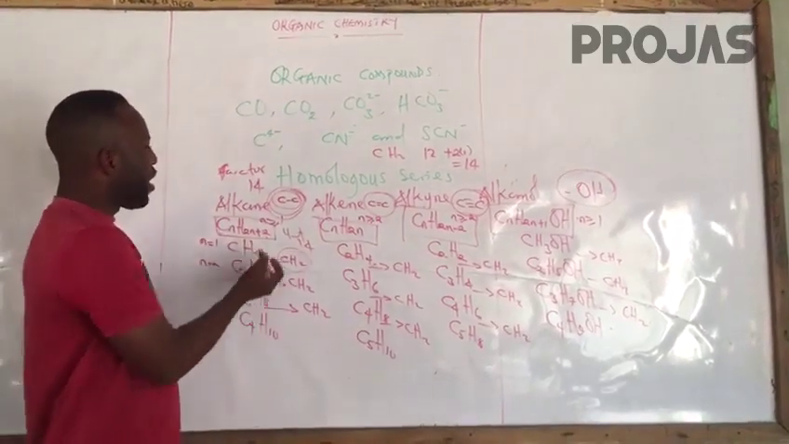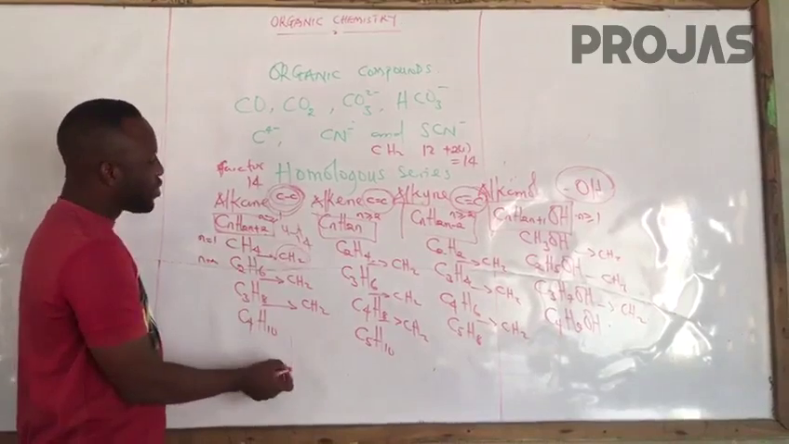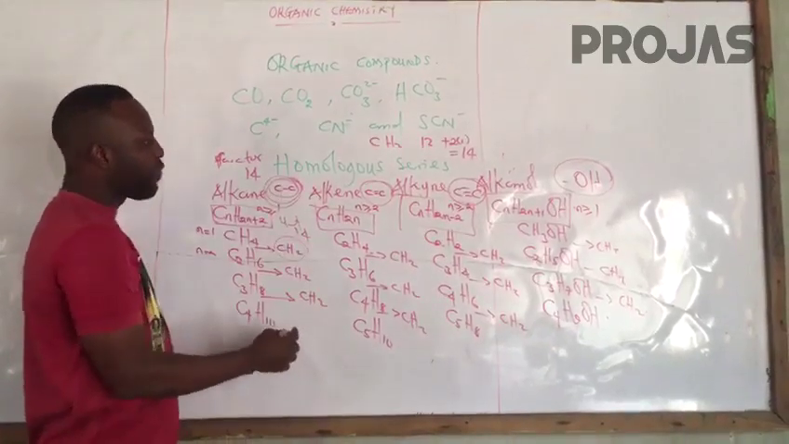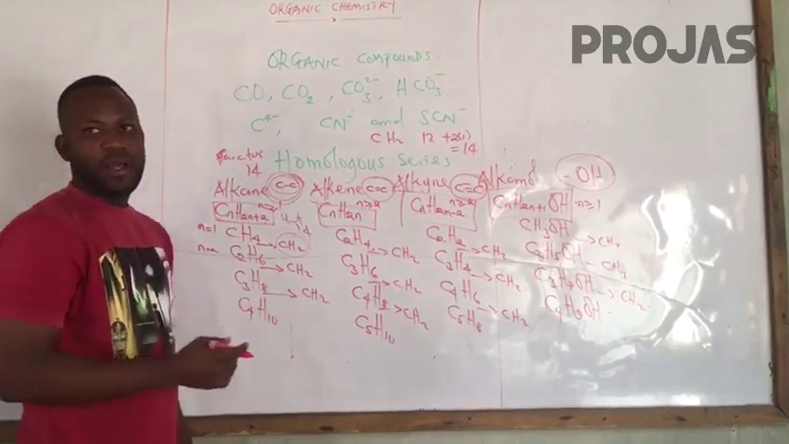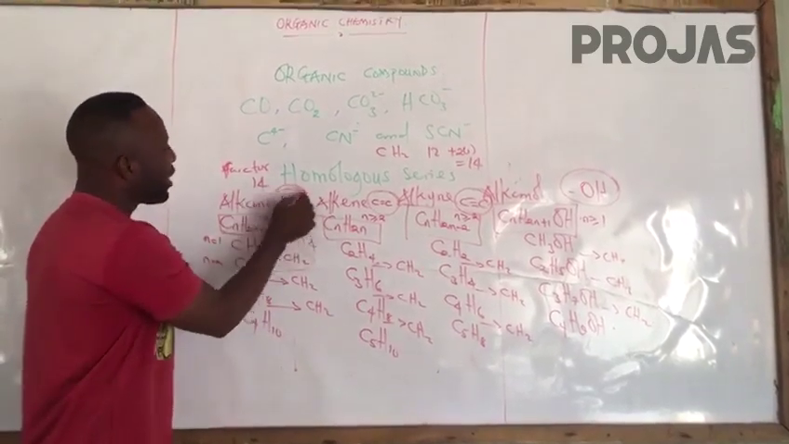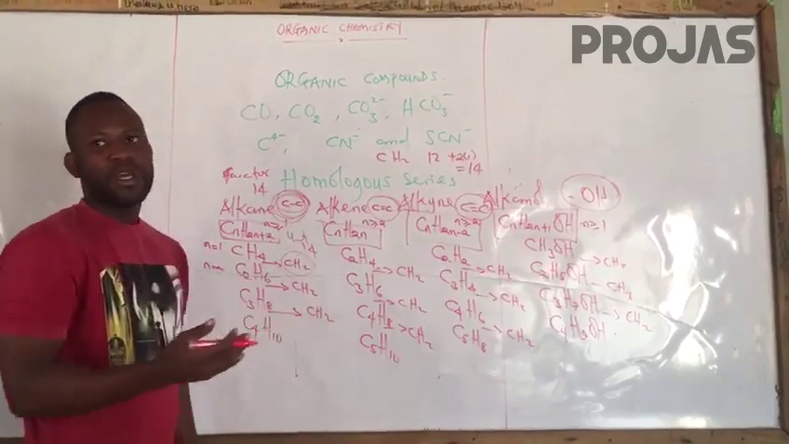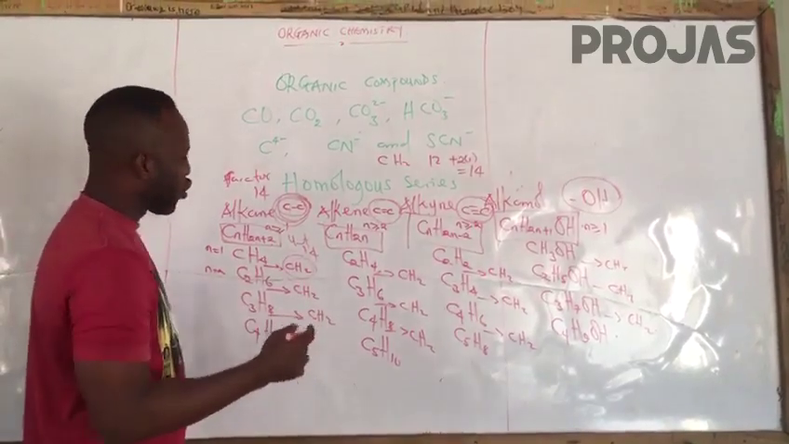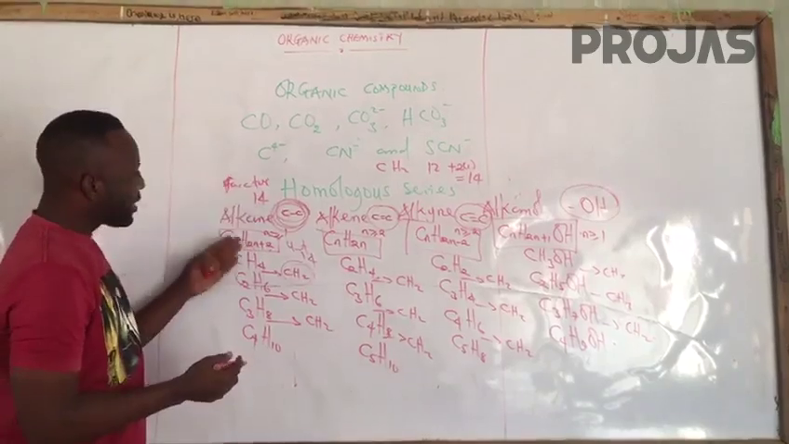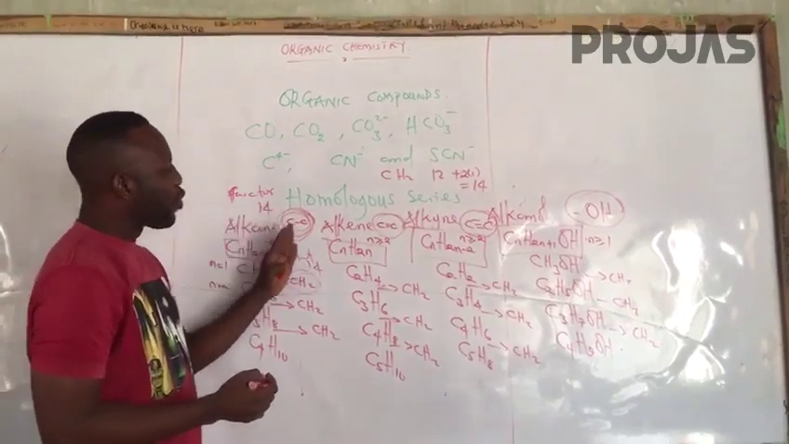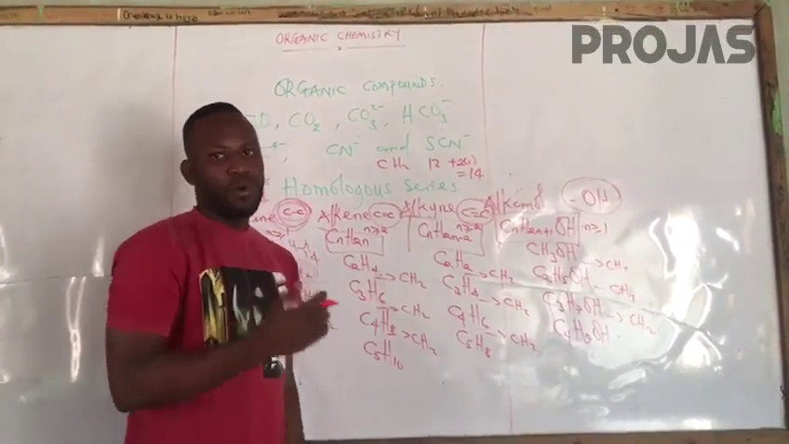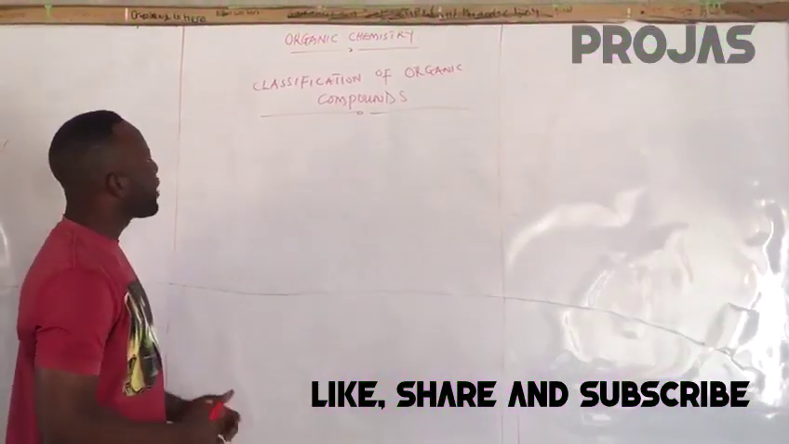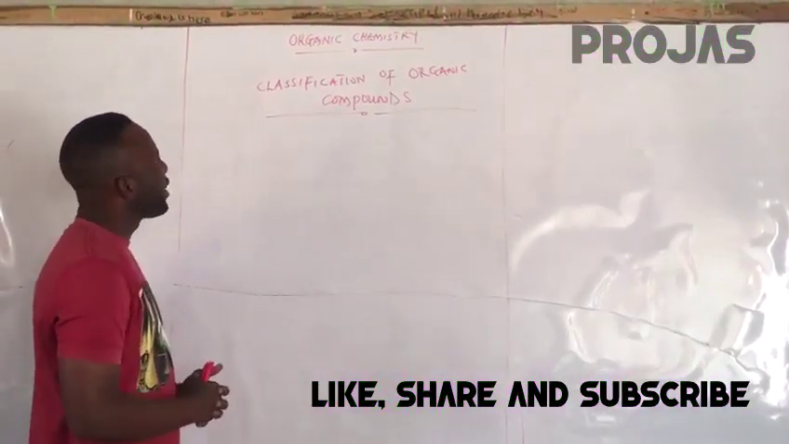And since all members in the same homologous series have the same functional group, their chemical properties will be similar, because it's the functional group that determines the chemical properties of an organic compound. So we say that all members in the same homologous series have similar chemical properties. So, another class on organic chemistry.